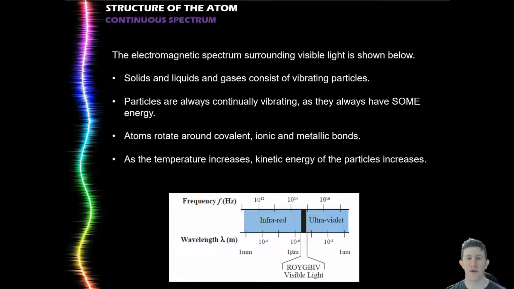To start off with, we'll look at the continuous spectrum. The electromagnetic spectrum, which we've covered extensively so far in this course, is outlined below, and in particular we see the visible spectrum down here.